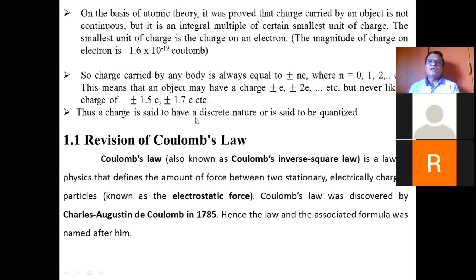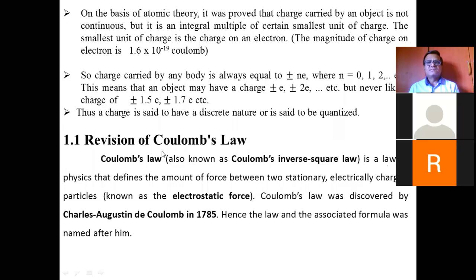The charge is said to have a discrete nature. Discrete nature means the charge on a body is plus or minus ne. If there is one electron or one proton more, then the charge is 1.6 into 10 raised to minus 19 coulomb. If there are two electrons or two protons more, then the charge is 2 into 1.6 into 10 raised to minus 19 coulomb. In this way, the charges are discrete and it is said to be quantized. This much we have seen yesterday.